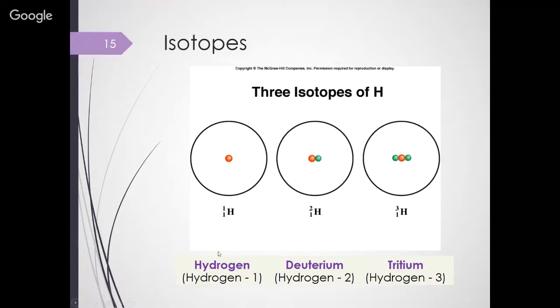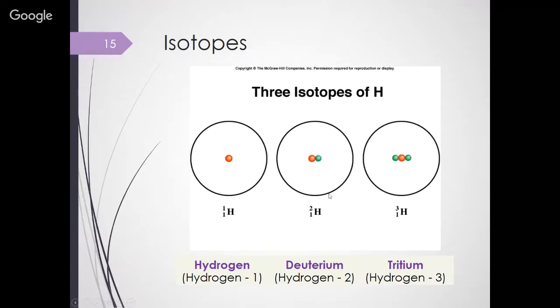So there's 3 different isotopes of hydrogen. We have our normal hydrogen, which has no neutrons. So hydrogen has an atomic number of 1, which means that there is 1 proton. Each hydrogen atom has to have 1 proton. If it has a different number of protons, it's a different atom.